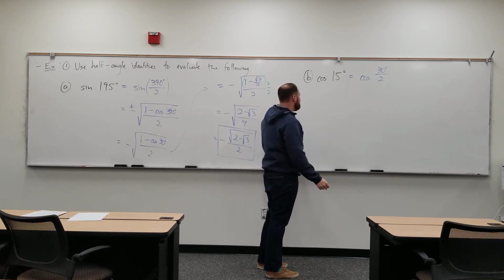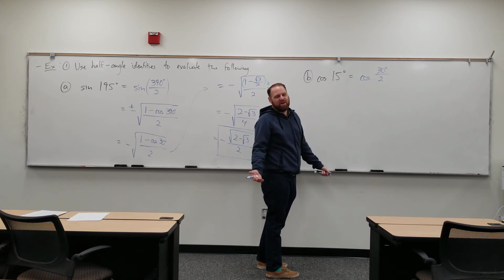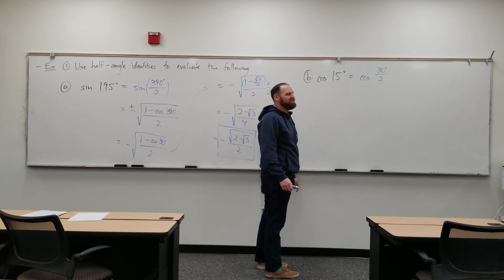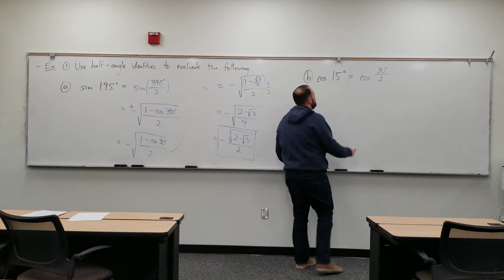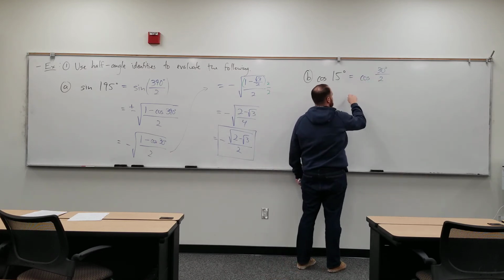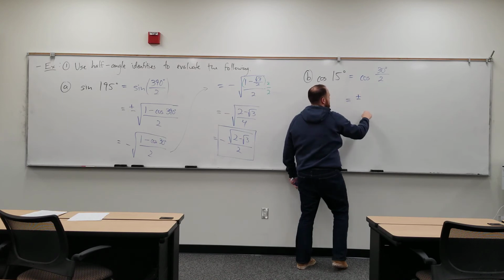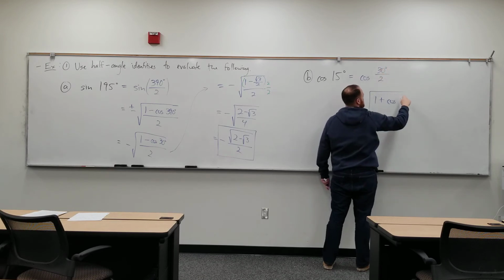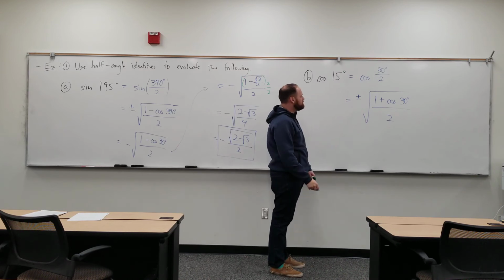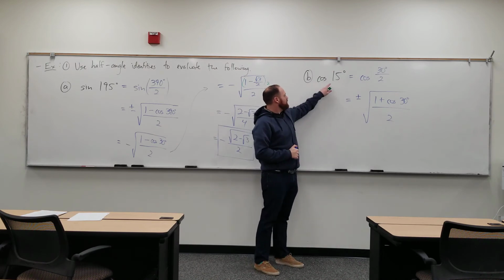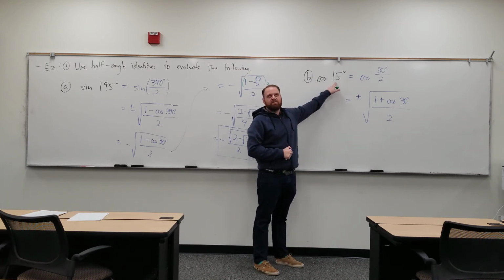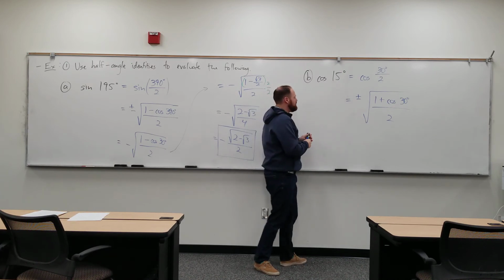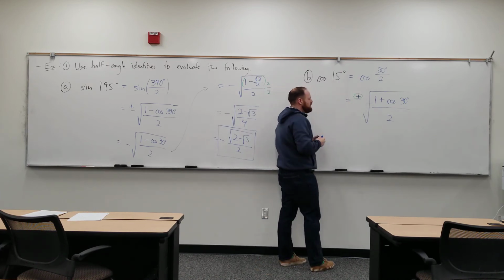Well, this is kind of boring. This was completely accidental. I just chose these problems at random. We're going to end up doing cosine 30 degrees again. That's okay. Because cosine of 30 degrees over 2 is going to be plus or minus square root of 1 plus cosine theta, theta in this case being 30 degrees, divided by 2. In this case, we're looking for cosine of 15 degrees. 15 degrees should be in quadrant 1, so we're going to take the positive square root.